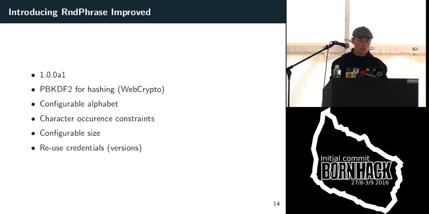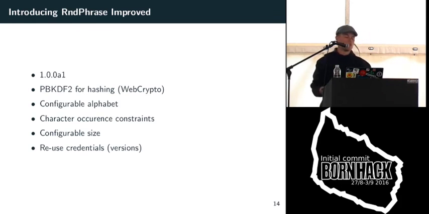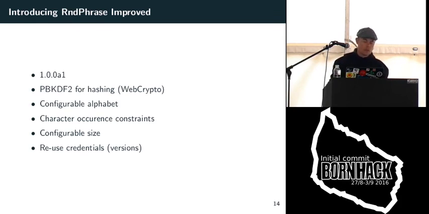So let me introduce to you R&D phrase improved. Right now, I have released the first alpha version. There's gonna be at least one more. I found some stuff that's on the to-do list. I use PBKDF2 for hashing. I use the Web Crypto API to do that because while working on this, the W3C was so kind to actually make a standard for it and get it into the various browsers.